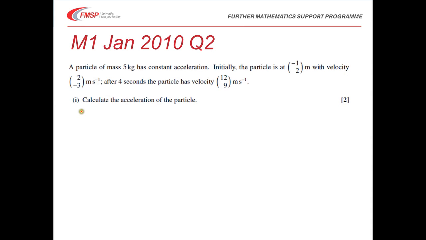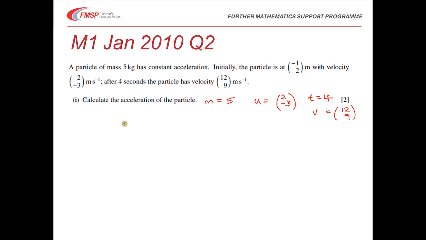So we've got a particle that's got a mass of 5 kilograms. Initially the particle is at this particular position and its velocity at that time is 2 minus 3. So that's its initial velocity, which we tend to call u. After 4 seconds, the particle's got a velocity of 12.9. And the first thing we have to find out is the acceleration of the particle.